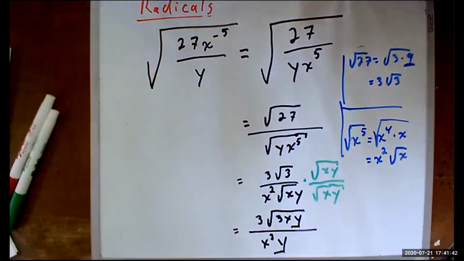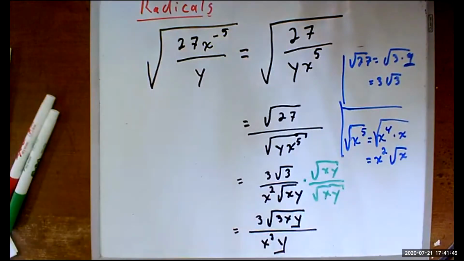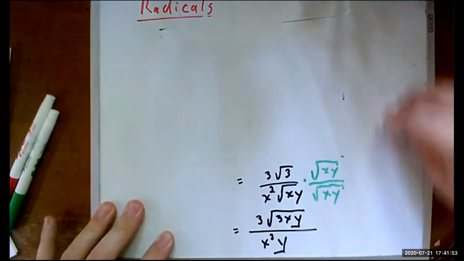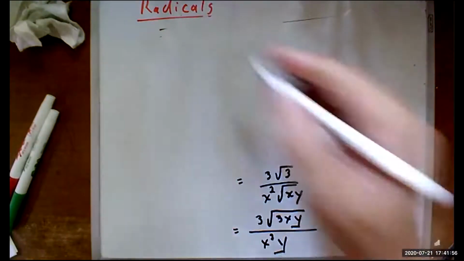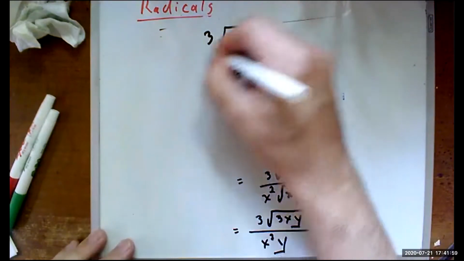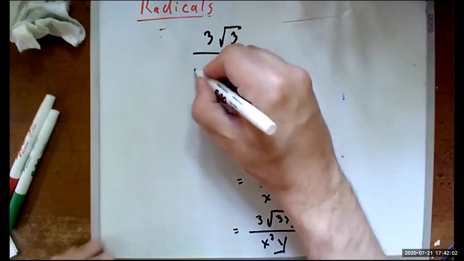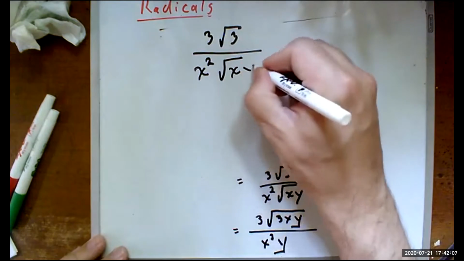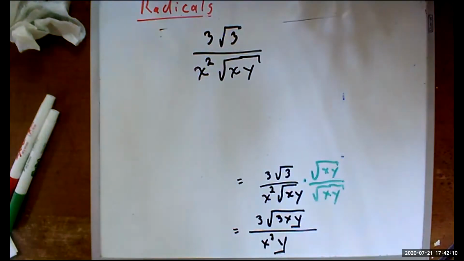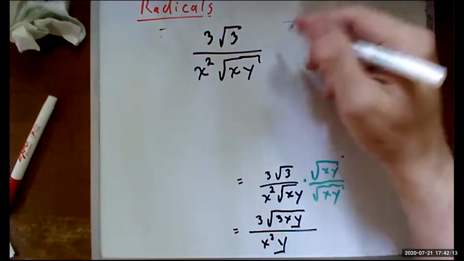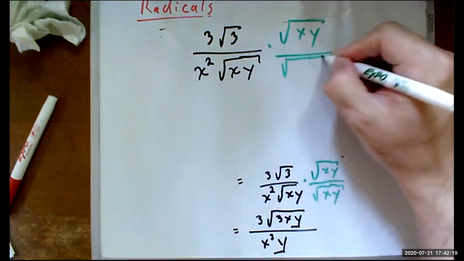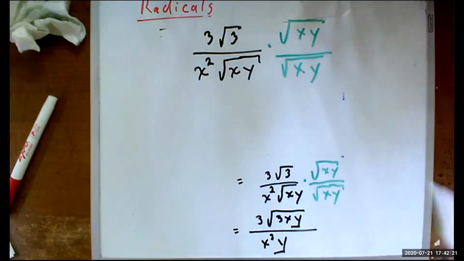I'm actually gonna erase the upper stuff, and I'm gonna spread this out and explain it in a little bit more detail, just so that people can see it. So I'm here at 3 square root 3 over x squared root xy. And this is being multiplied by root xy over root xy.